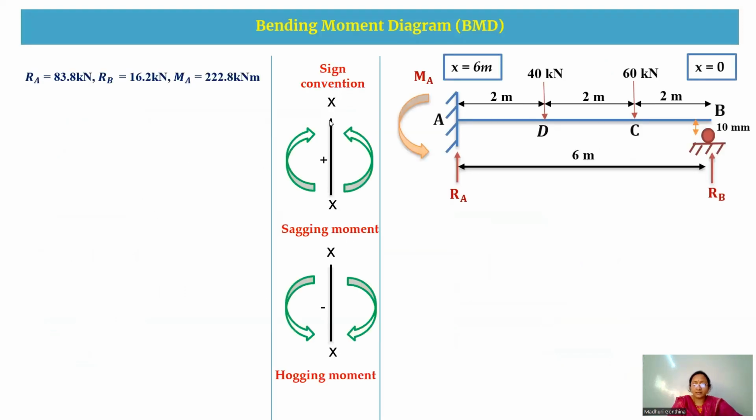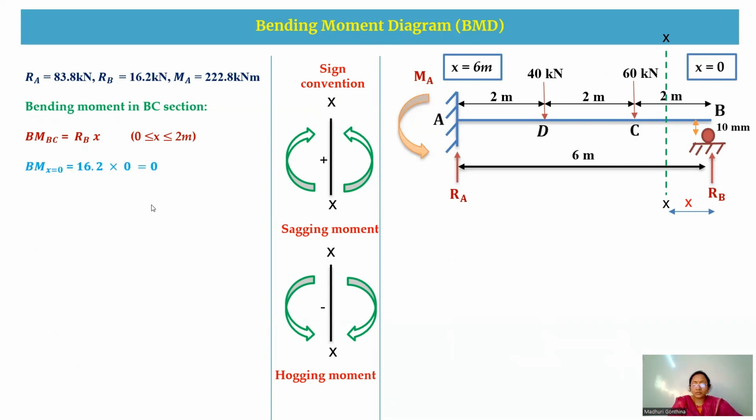And this is the sign convention for bending moment. Now we are going to take a section in BC. So due to this sign convention, as the arrow is heading upward, the bending moment equation will be plus RB into X, and the limits are 0 to 2. So when we substitute X equal to 0, bending moment is 0. And at X equal to 2, the bending moment is a positive value of 32.4 kilonewton meter.